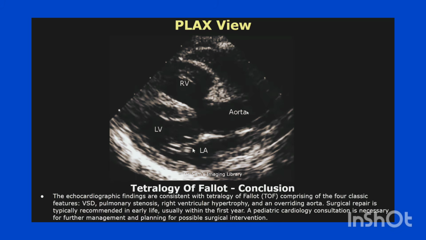This is the conclusion. The echocardiographic findings are consistent with tetralogy of Fallot, comprising of the four classic features: ventricular septal defect, pulmonary stenosis, right ventricular hypertrophy, and an overriding aorta. Surgical repair is typically recommended in early life, usually within the first year. A pediatric cardiology consultation is necessary for further management and planning for possible surgical intervention.